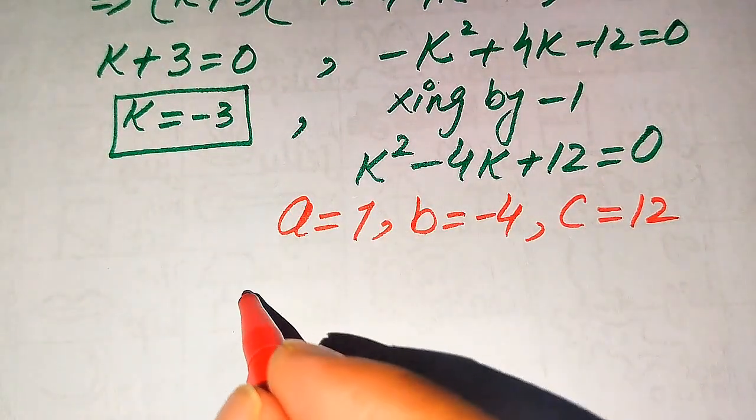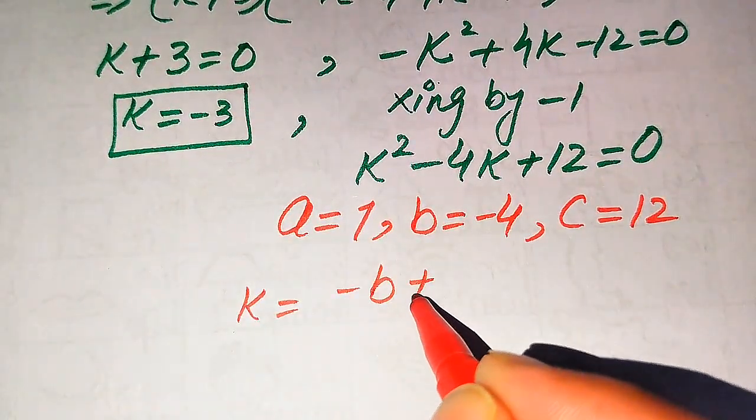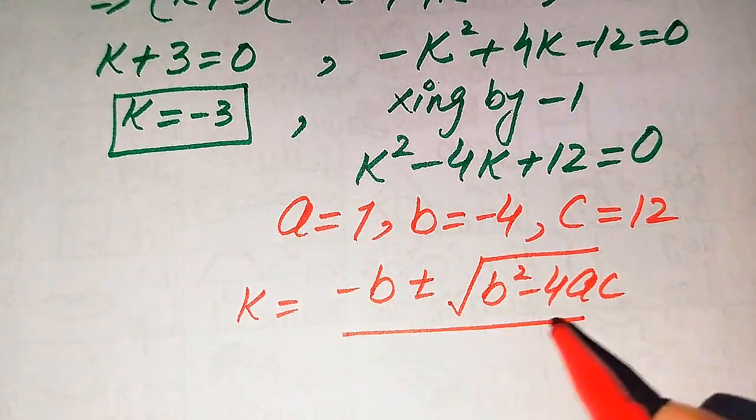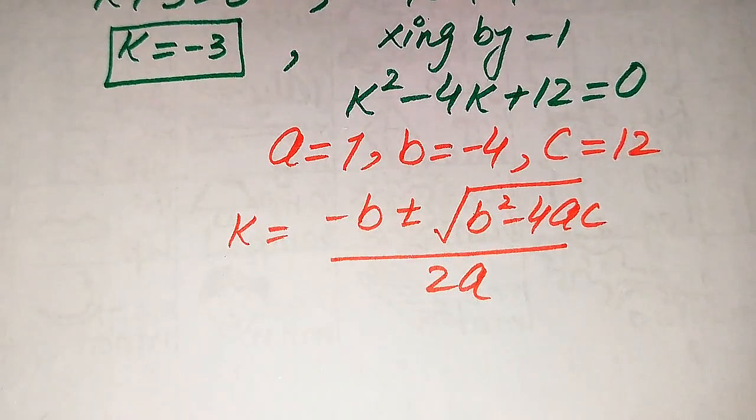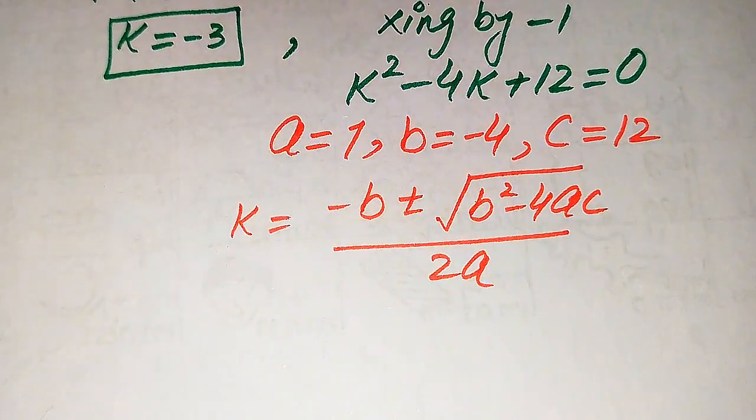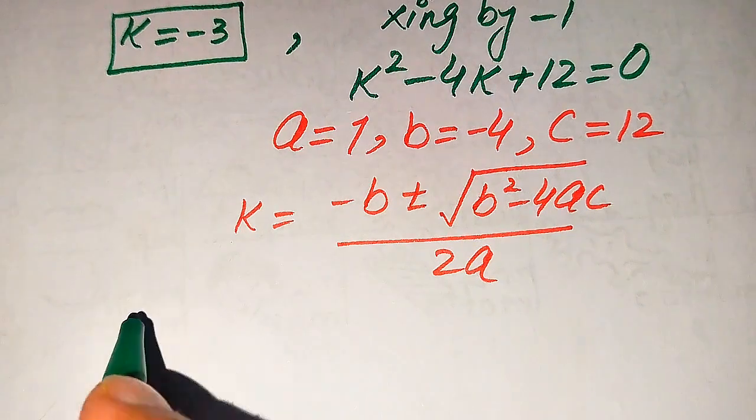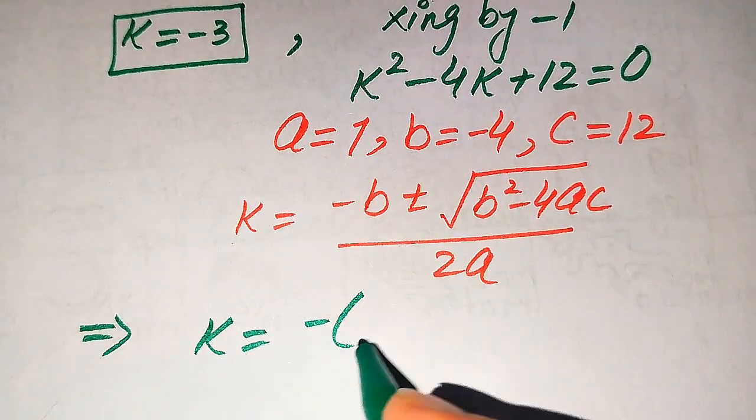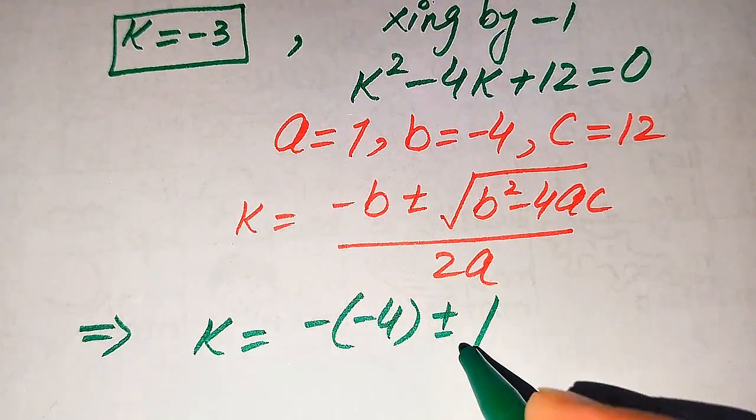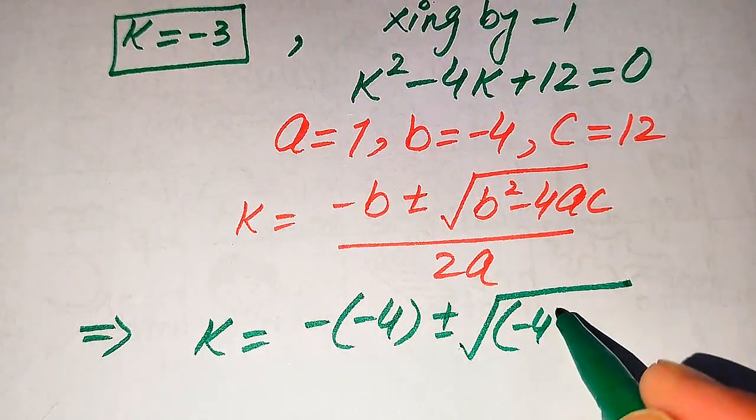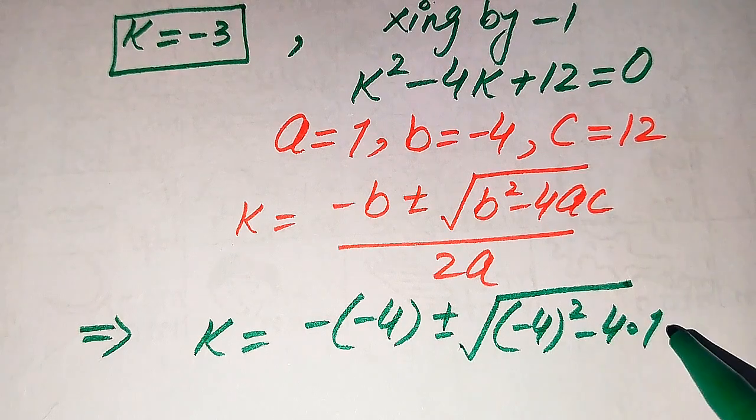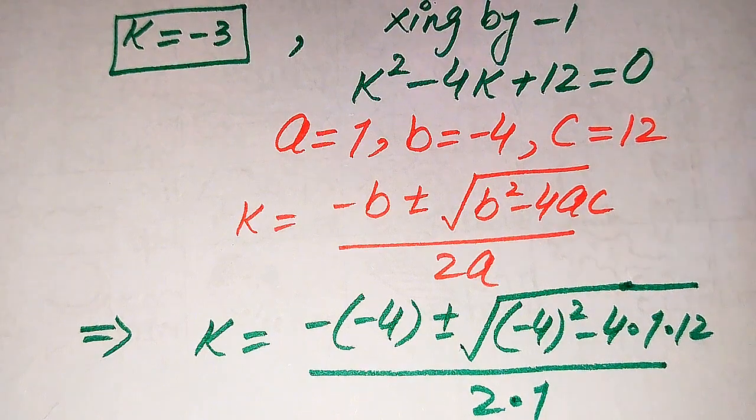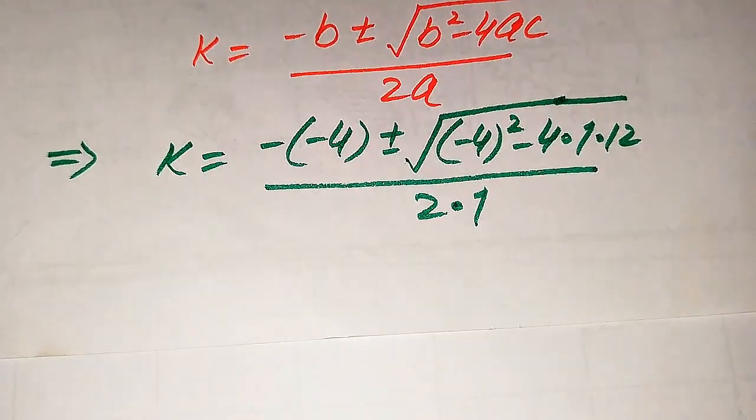And here we state the quadratic formula as k is equal to minus b plus minus square root of b square minus 4 times ac, divided by 2 times a. This is our quadratic formula, and now we need to substitute the values of a, b, and c here. So we have k is equal to, this is minus b, the value of b is minus 4, plus minus square root of b square, b is minus 4 square, minus 4 times a is 1, and c is 12, and it is divided by 2 times a, and here our a is equal to 1.